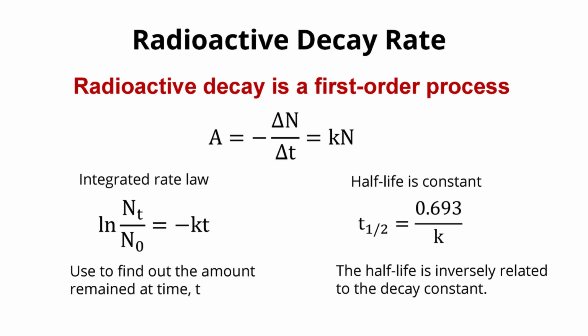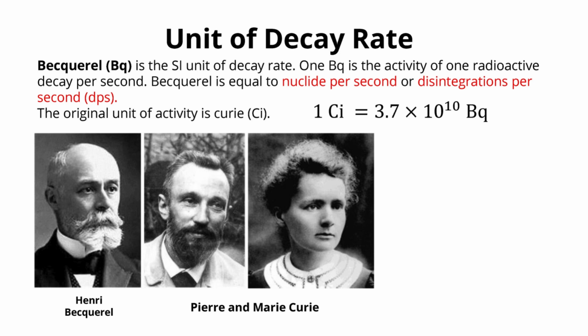What units do we use for decay rate? The standard unit is the becquerel, Bq, which is simply 1 decay per second, a very small unit. More common historically and still used is the curie, Ci. 1 curie is 3.7 times 10 to the 10th becquerels. So 37 billion decays per second. That's a lot of activity.